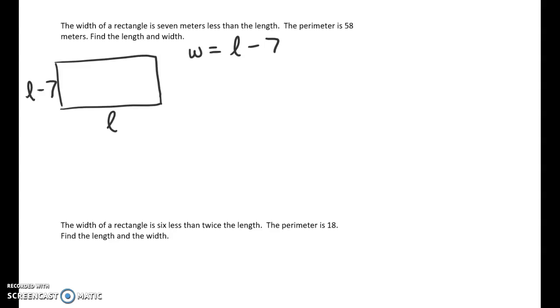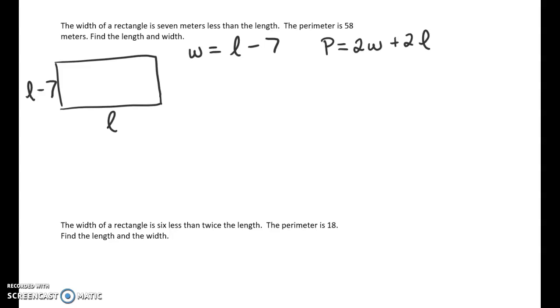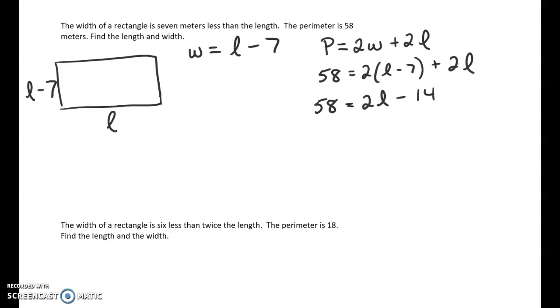Okay, now they tell us the perimeter is 58 meters. And they want us to find the length and the width. We're going to use our perimeter formula, which is going to be twice the width plus twice the length. And so I'm going to have 58 is going to be twice the width, which is L minus 7, plus 2L, twice the length. So 58 equals, I'll have to distribute here, 2L minus 14, plus 2L.